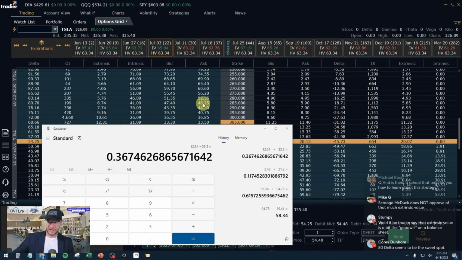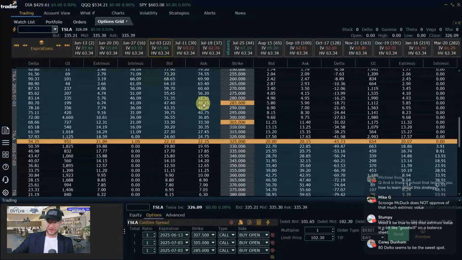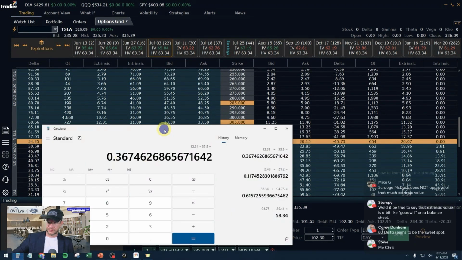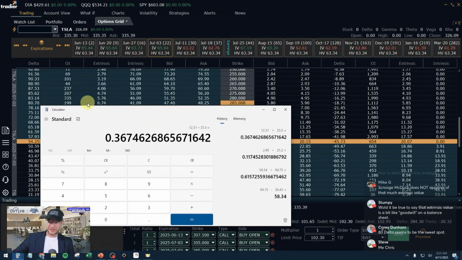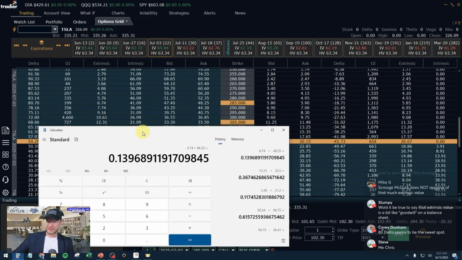Let's go up to the 80 delta, which is the 285. Okay. Looking at the 285, let's roll this up so it's easier to keep track. $6.74 divided by $48.25 is 13.9% extrinsic value. That one I'll buy. This one I will skip.